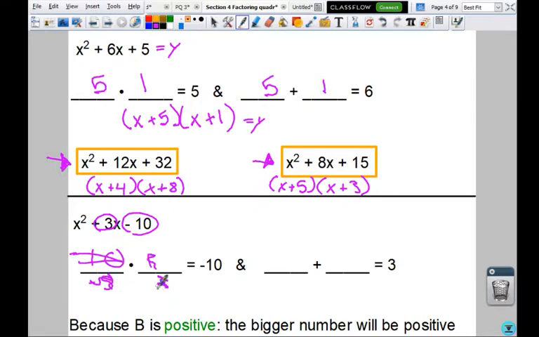What's another one? Negative 1 times 10. What times what is negative 10 and adds up to 3? That's what we're going for. He was really close, I'll tell you that. When he was trying to be smart, he really messed it up. Negative 5. No, I already did that one. Negative 3. No. What times what is negative 10 and adds up to 3?